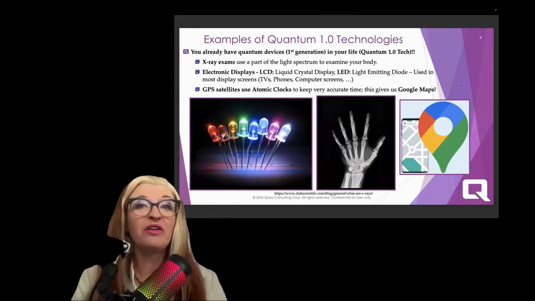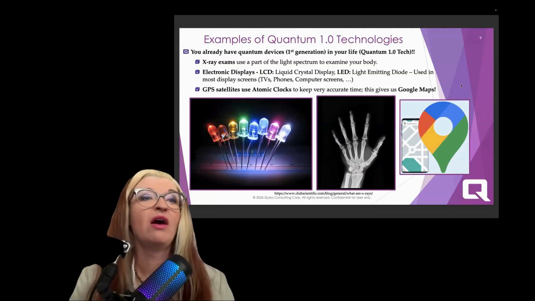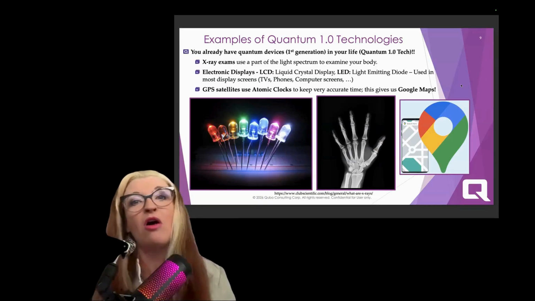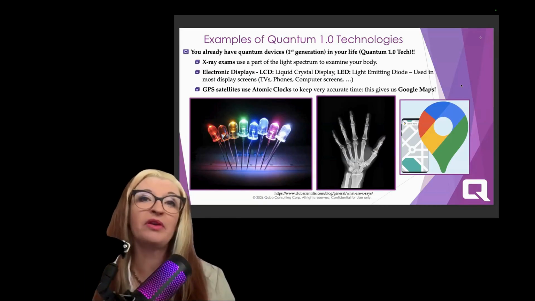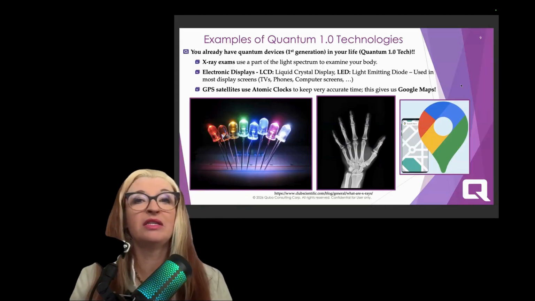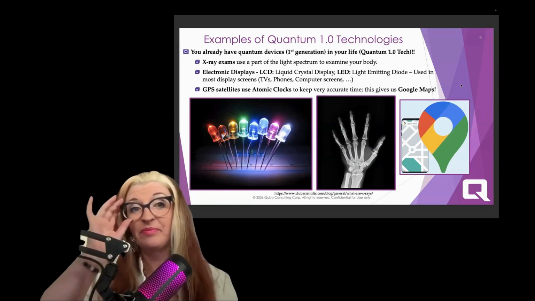And you might not know, but you already have quantum technologies in your life right now. The fact that we're having this conversation using the internet and using computers and the microchip, those are all devices that operate on the principles of quantum physics, but they're not necessarily the next generation of quantum technologies that we're going to talk about today.